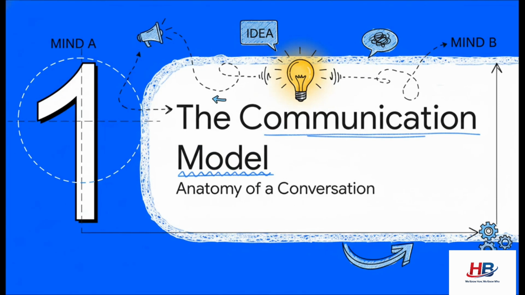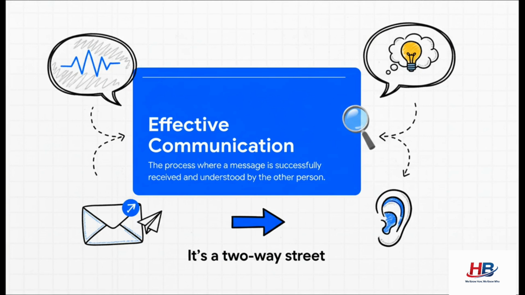So to figure out why our messages get so tangled up, we've got to look under the hood. We need to see the actual blueprint of a conversation. We're going to start with the basic model, the journey an idea takes from one person's brain to another's. And this is the key right here, the big takeaway. It's not just about saying something or shooting off an email. Real effective communication only happens when the person on the other end gets it, like really gets it, the way you meant for them to. It's a two-way street for sure.